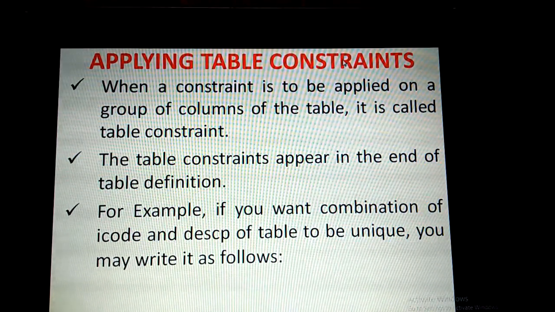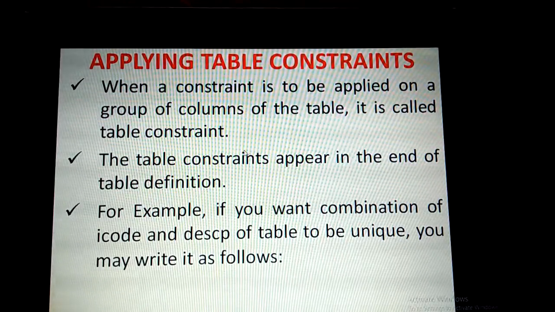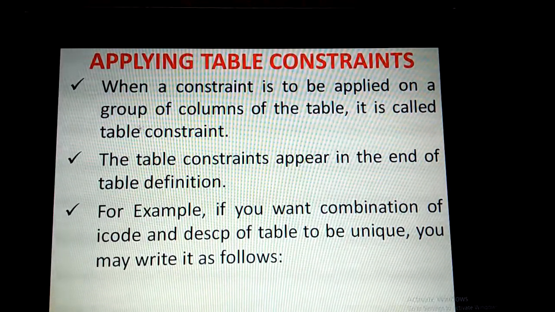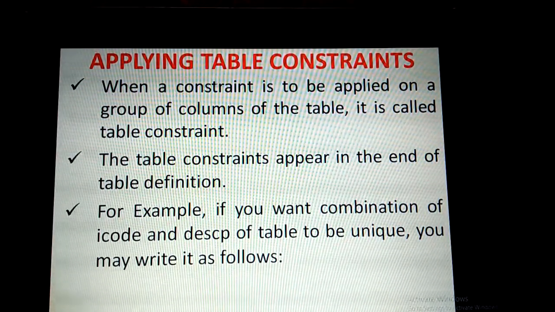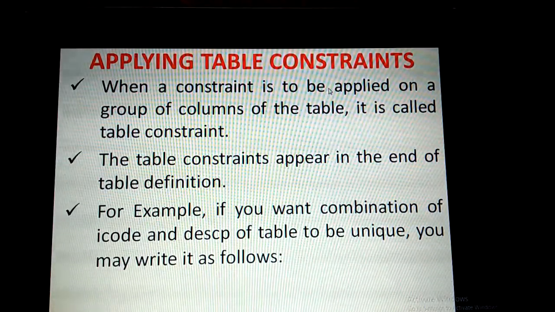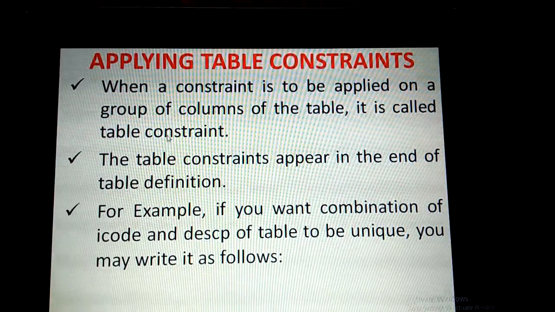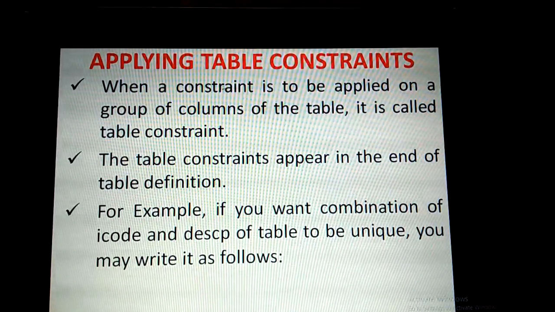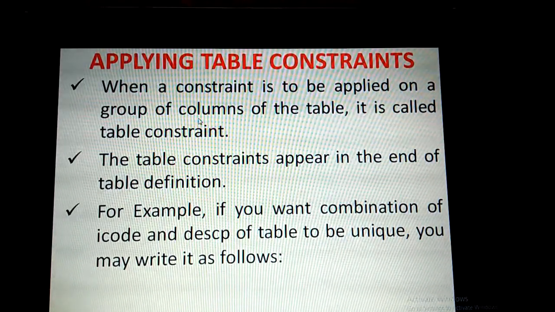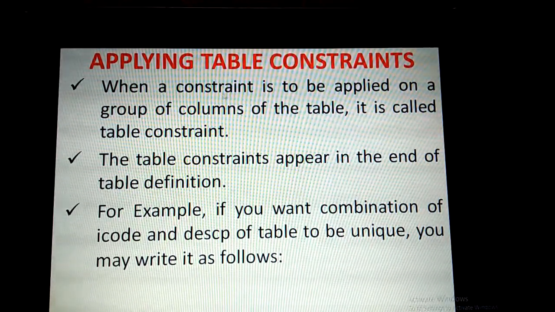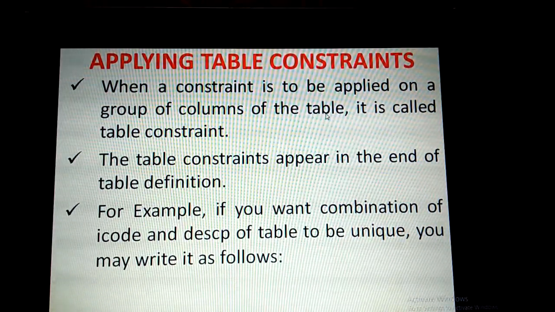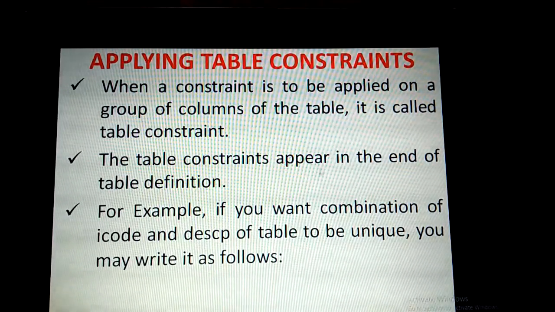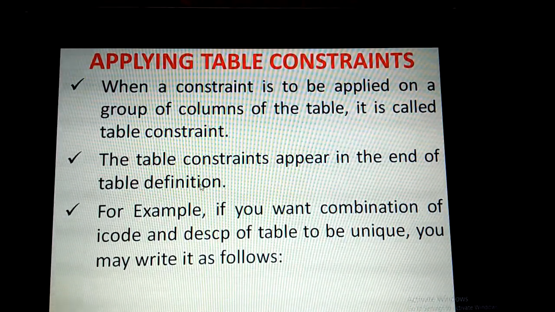Then, applying table constraints. Till now we have studied around 6 constraints. Now we will see how to use these constraints in the table, that is, applying table constraints. When a constraint is to be applied on a group of columns of the table, it is called a table constraint. It is the same procedure, but we are defining it in a different way. A constraint on a group of columns of the table is called a table constraint. The table constraints appear at the end of the table definition. We will see an example for that.